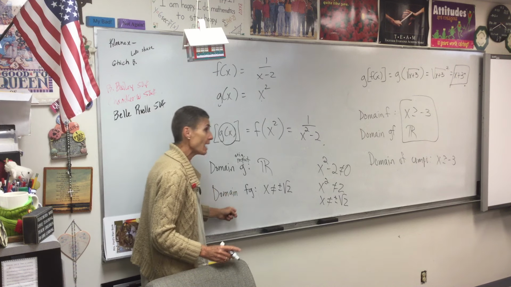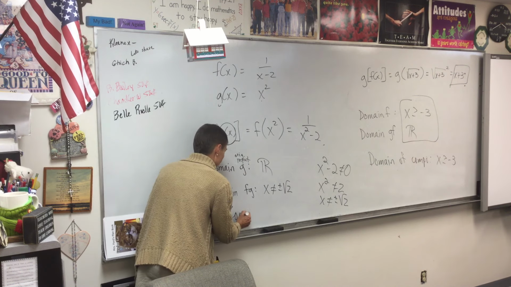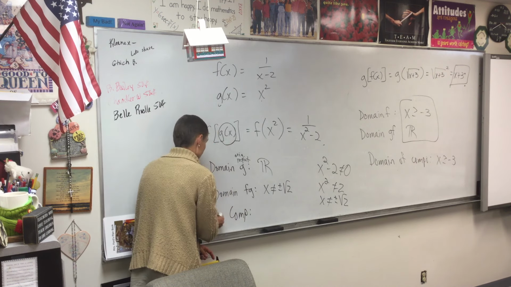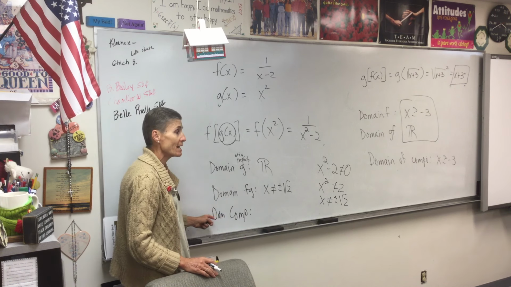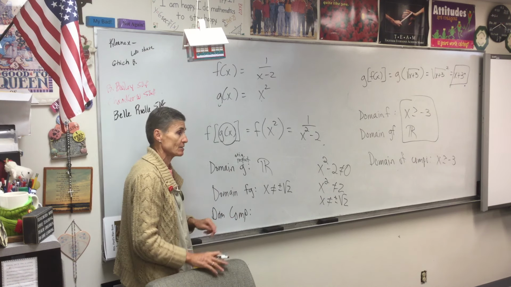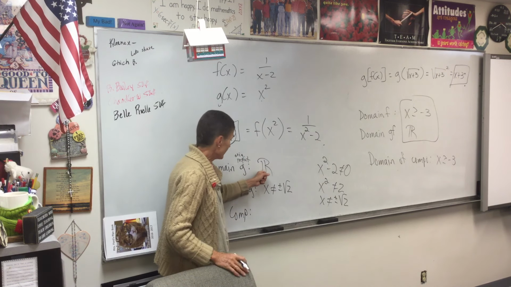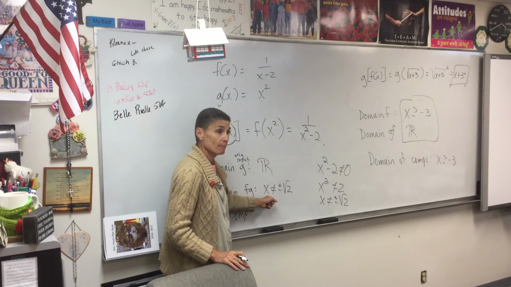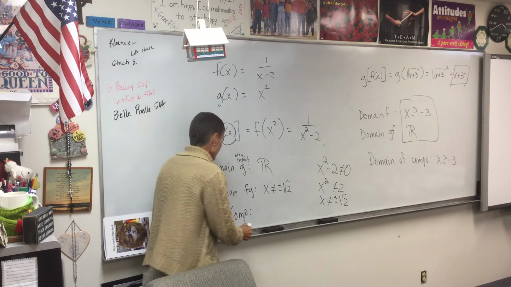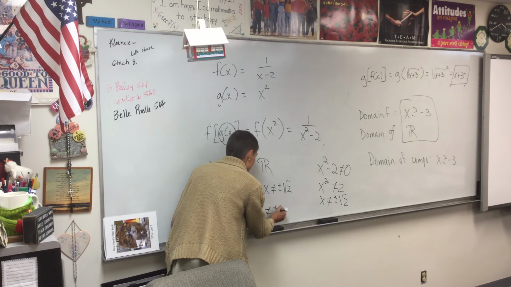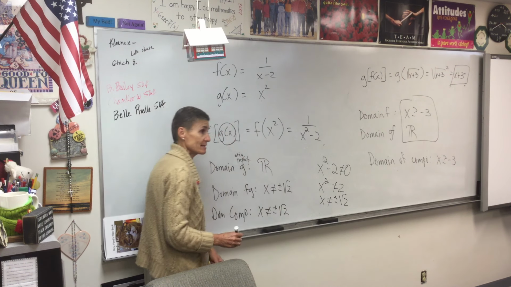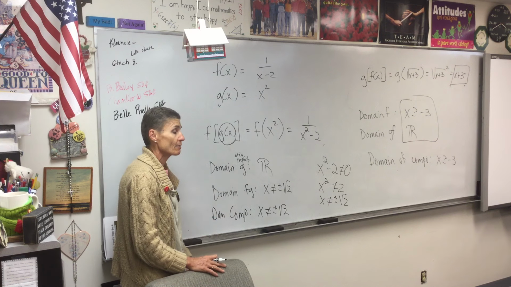Now you put these two together to get your final answer. The domain of the final answer, you've got to put these two together. So you've got everything, and then you've got everything except these two things, plus or minus root 2. So when you put that together, it's everything except plus or minus root 2. Does that make sense to you? You're putting them together.